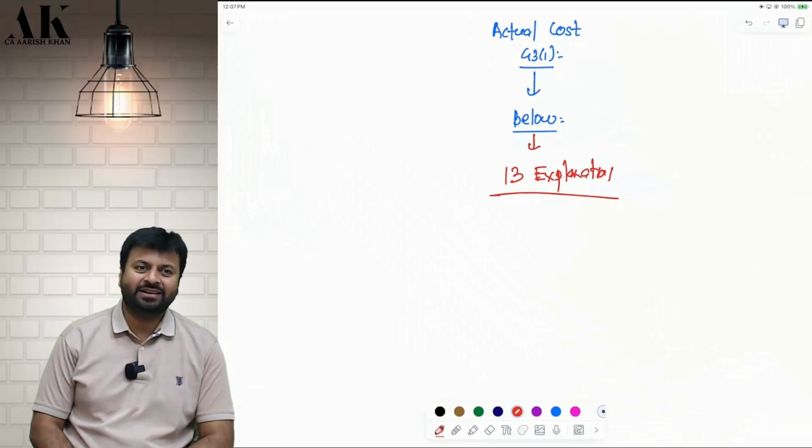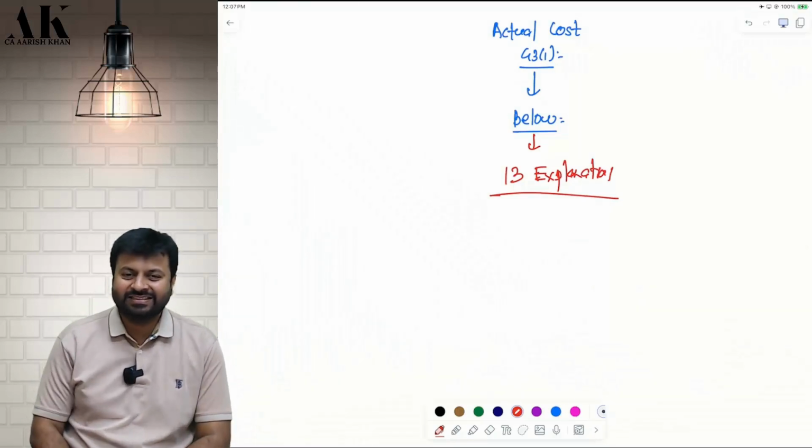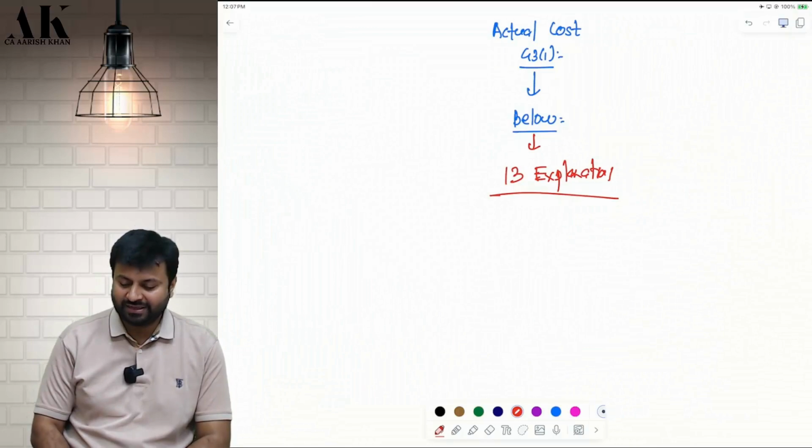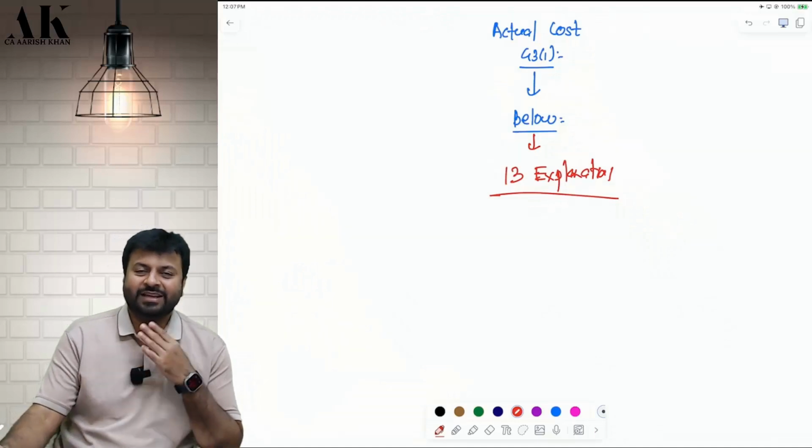But in CA Final, you have to study. In CA Inter, don't pay attention to all those things. You just do the study from the top. In CA Final, you have to do in-depth studies, not just brush up. So 13 explanations are there below this. We are going to see all of them one by one now.